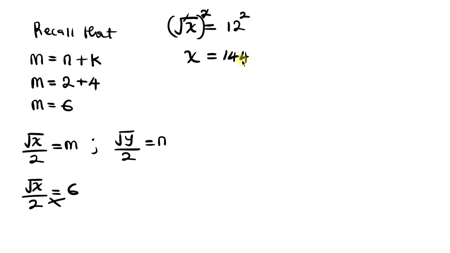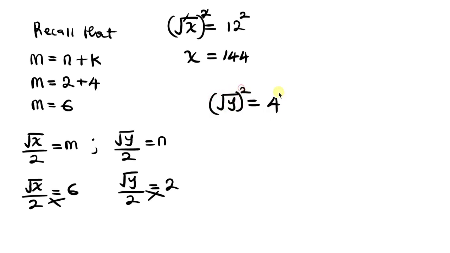Now let's focus our attention on this. Here we have the square root of y over 2 to be equal to n. And the value of n we got is 2. And let's cross multiply. On cross multiplying, we have the square root of y to be equal to 2 times 2 is 4. And in order for us to get the value of y, we'll take the square of both sides. And the square here cancels off the square root, leaving behind y to be equal to 4 squared is 16.